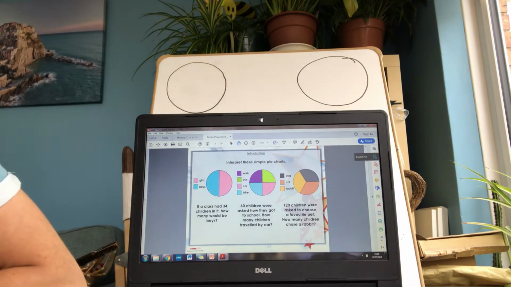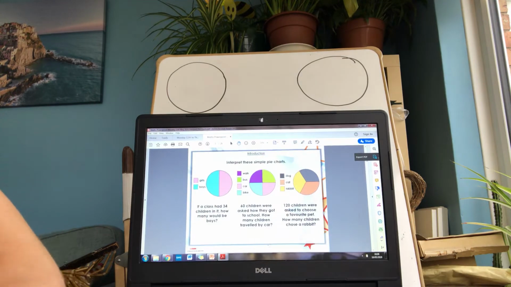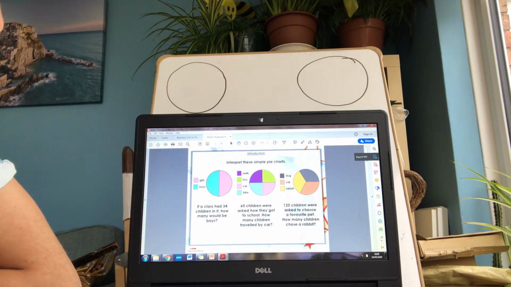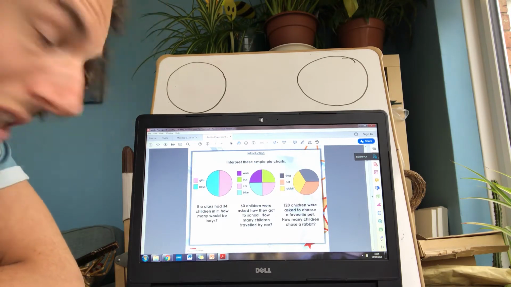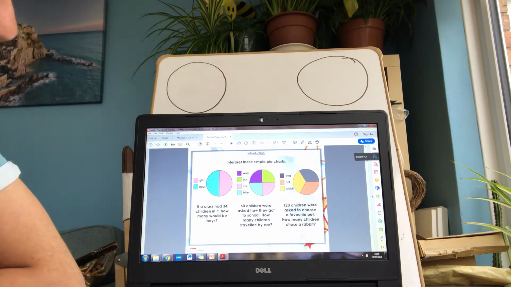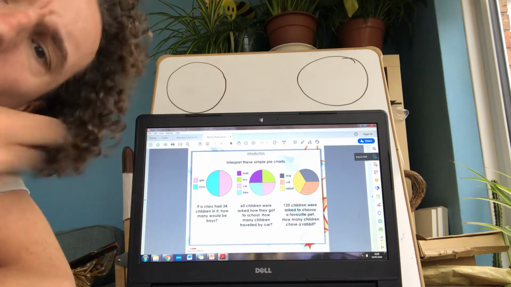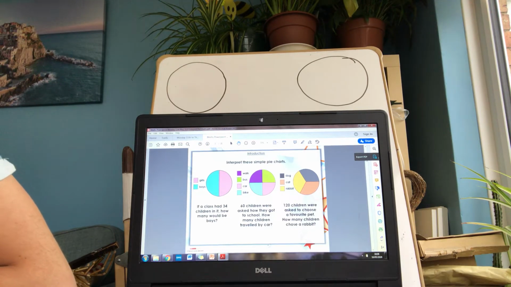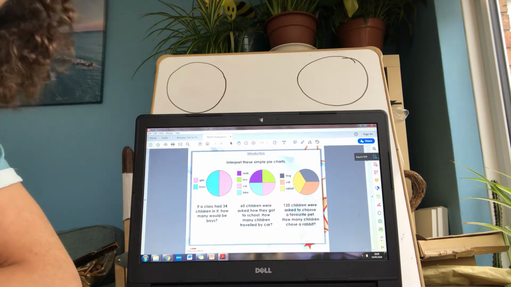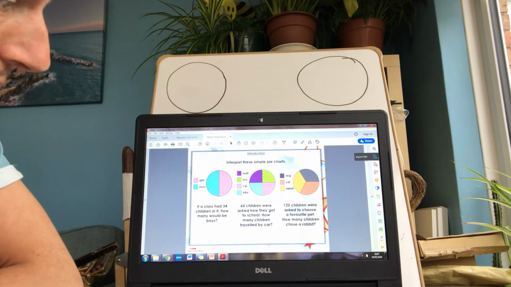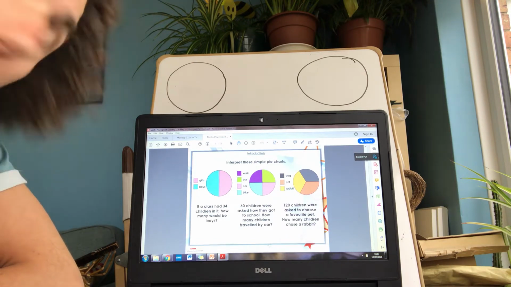Okay. This is just the simple introduction. So, look at the first one. If a class has 34 children in it, how many will be boys? It's really simple, isn't it? If it's 34 and there's boys and girls, we divide by 2. There's 2 sections of the pie chart. I know that seems really simple, but I'm just getting our head around how pie charts work. So what would the answer be then? What's 34 divided by 2? Yes, it's 17.